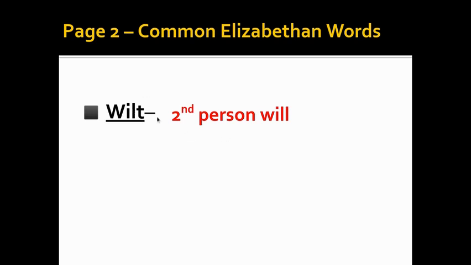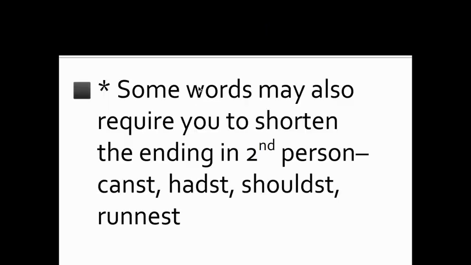A lot of these second person endings are T or ST. And if you take German, you know that that's the way you conjugate verbs then. And so there are similarities because English is a Germanic language, a lot of connections to German. And so that also relates to words that you shorten the ending, like canst, hadst, shouldst, runnest. We don't add the ST anymore. So you have to shorten it, and it's just you can, or you should, or you must run. And the ST is only used in second person.